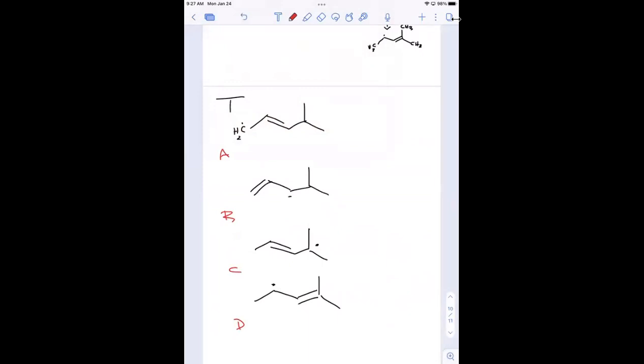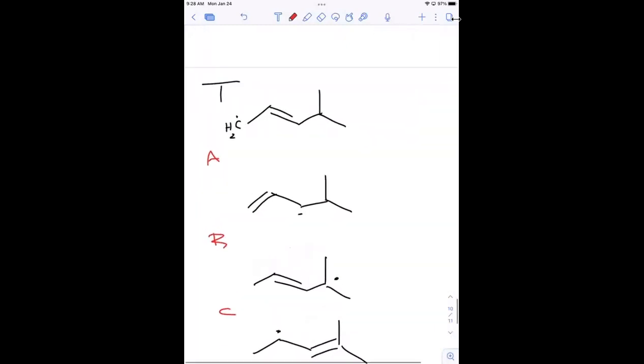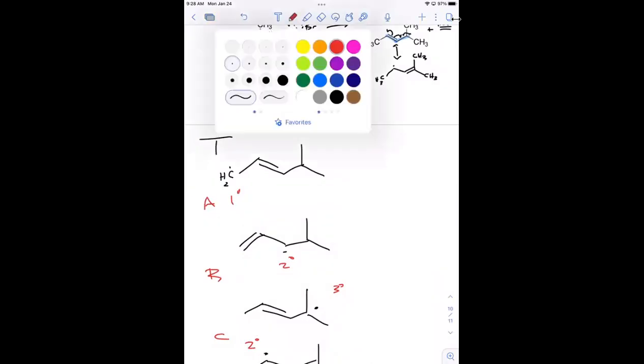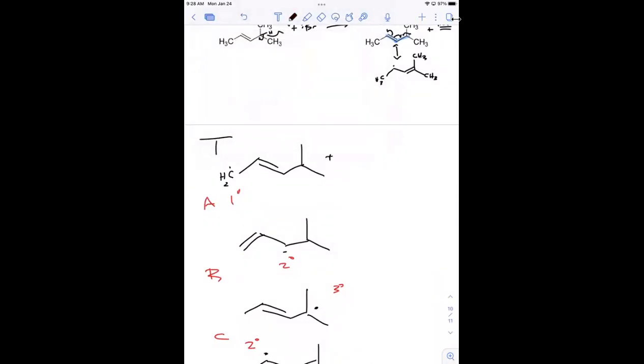Now, let me ask this question. Let's go back to the previous example. Which one do you think is going to give you product the fastest? This is a little easier to see now, or should be, because this is a primary allylic radical. That's secondary. This is tertiary, and this is also secondary. So when I terminate these, which one do you think is going to terminate fastest? Would it be A? A, because it's the least substituted.